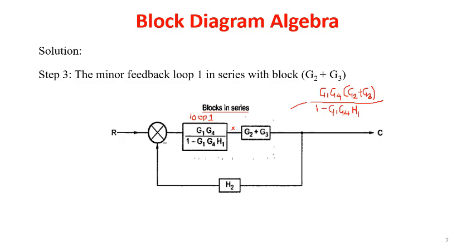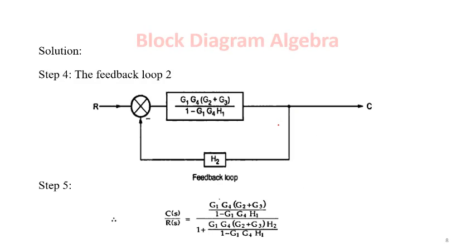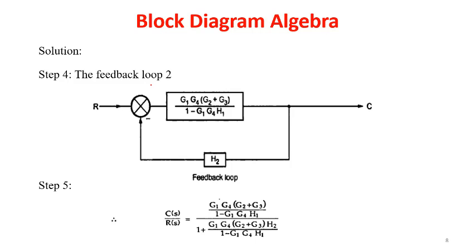So this is the block which is going to get replaced into this particular series elements. So this is what is going to be replaced in our next step, that is fourth step, the minor feedback loop 1 in series with block G2 plus G3. So here we can see the feedback loop getting converted, that is second feedback loop happening, and the previous block has been replaced here. So we get G1 G4 G2 plus G3 and 1 minus G1 G4 and H1.